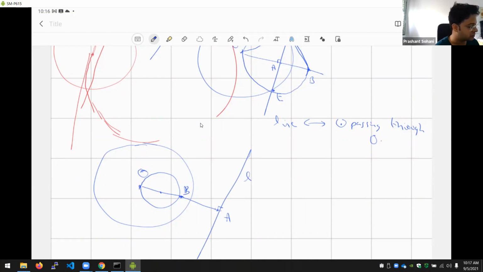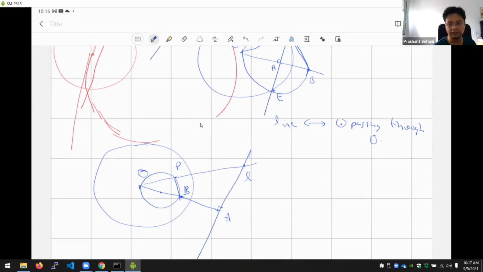And again, how to prove this? If you take any other point P on this circle, I have to prove that the inverse of point P goes onto this line. It's exactly the same proof that we did just now. There's nothing different at all. So any circle passing through the center of inversion becomes a line.